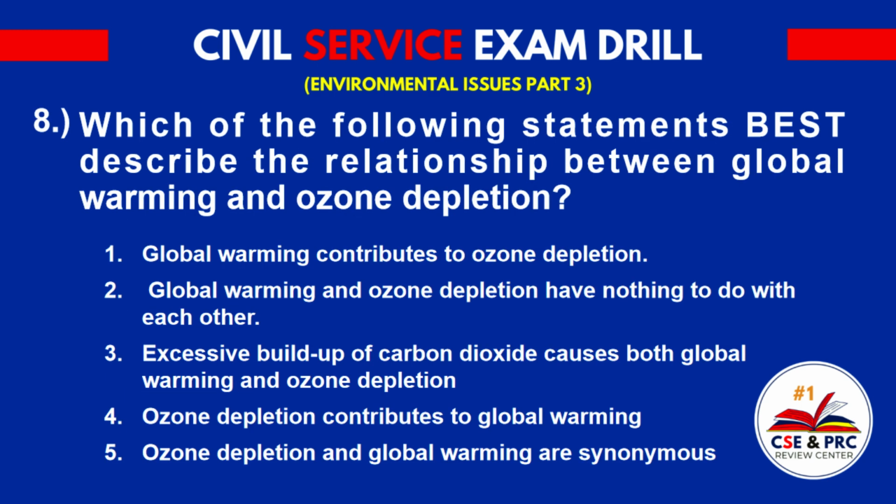Number 8, which of the following statements best describes the relationship between global warming and ozone depletion? 1. Global warming contributes to ozone depletion. 2. Global warming and ozone depletion have nothing to do with each other. 3. Excessive buildup of carbon dioxide causes both global warming and ozone depletion. 4. Ozone depletion contributes to global warming. 5. Ozone depletion and global warming are synonymous. The answer is 3. Excessive buildup of carbon dioxide causes both global warming and ozone depletion.